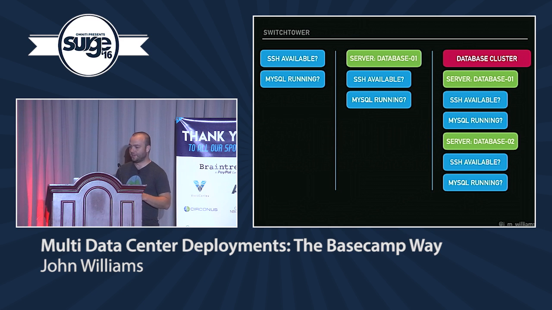In the simplest form, SwitchedOur can just be made up of states. So is SSH available? It could be CPU load or the state of a service, the existence of a file on a system. The interface with the servers can be done over SSH. That's usually how we've used it. And then systems can also be built up from the states. Systems can contain as many states as you like. So if you see in the second column here, we have server database 1. We can check if its database is available or if MySQL is running.